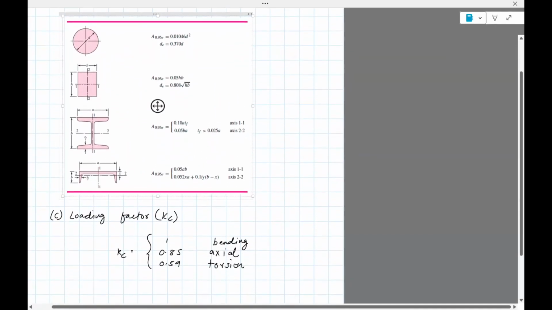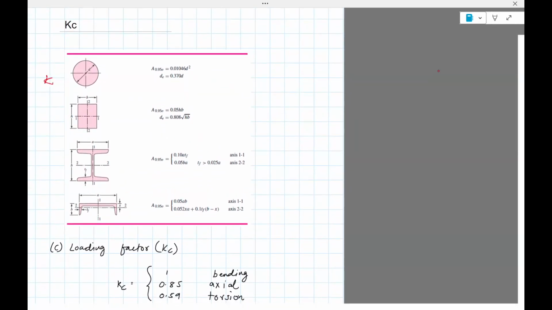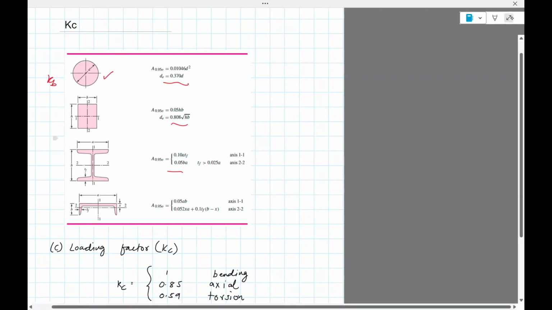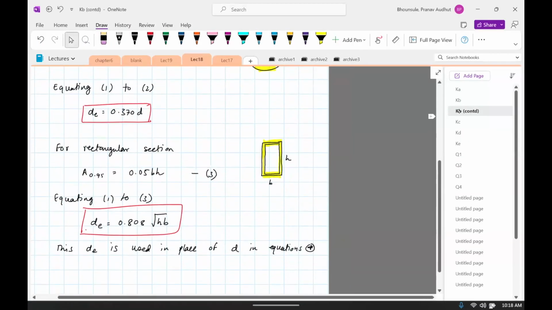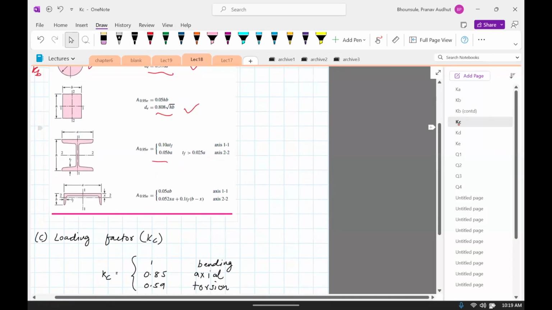KC is loading factor. By the way, this is also for KB. This is not for KC. This is the same formula that I wrote down, but this is for different. So I only wrote down for this one, 0.370D. It is 0.370D, but this actually gives you for, well, these are the two ones I wrote, but these are for I section and another section which I've not talked about.